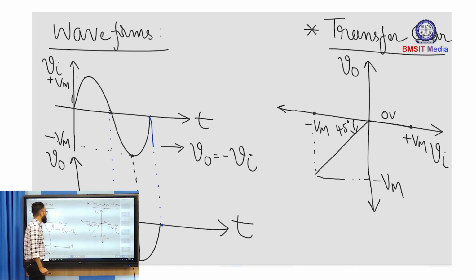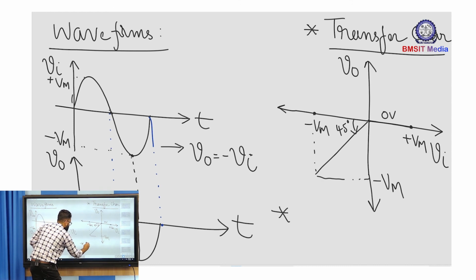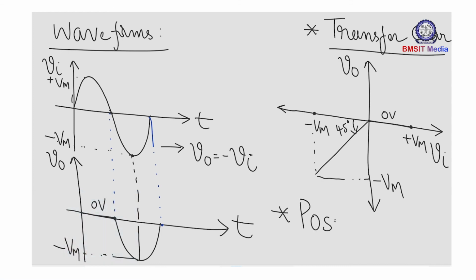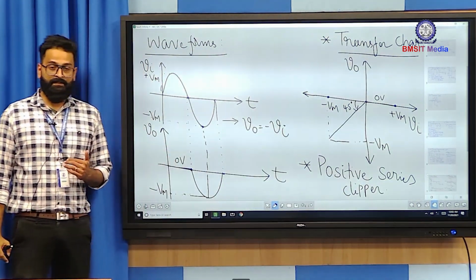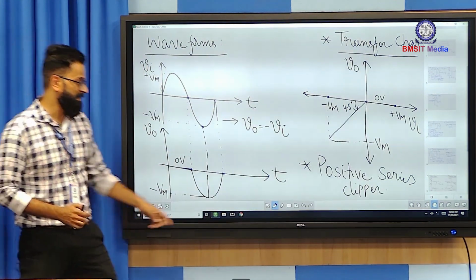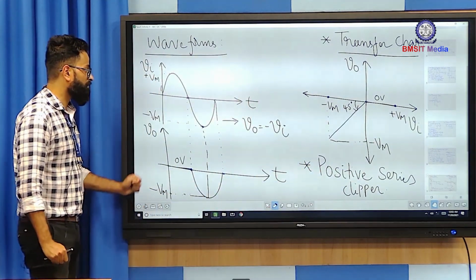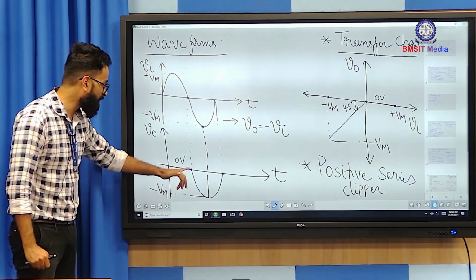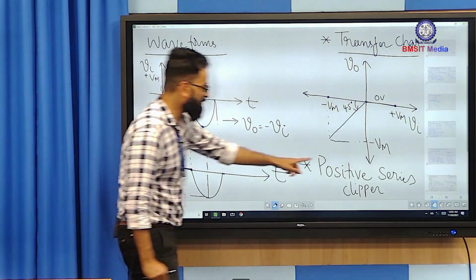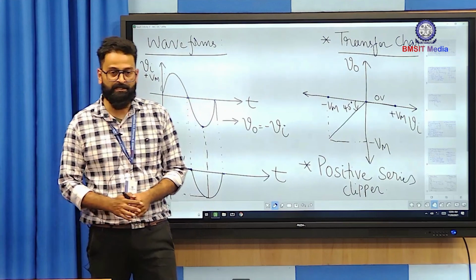So this is the transfer characteristics of the positive clipper. So this is an example of a positive series clipper. Okay. So the diode and load resistor were connected in series, hence it is a series clipper. And with this circuit, you are able to clip the positive half cycle of the input, hence it is called a positive clipper.